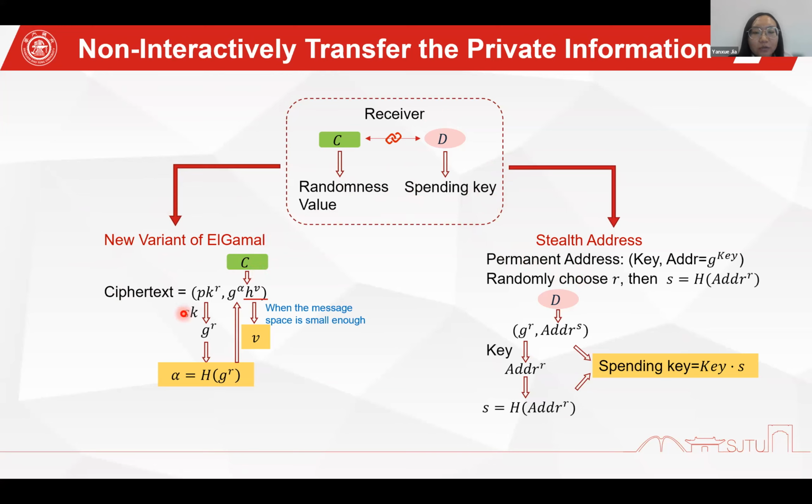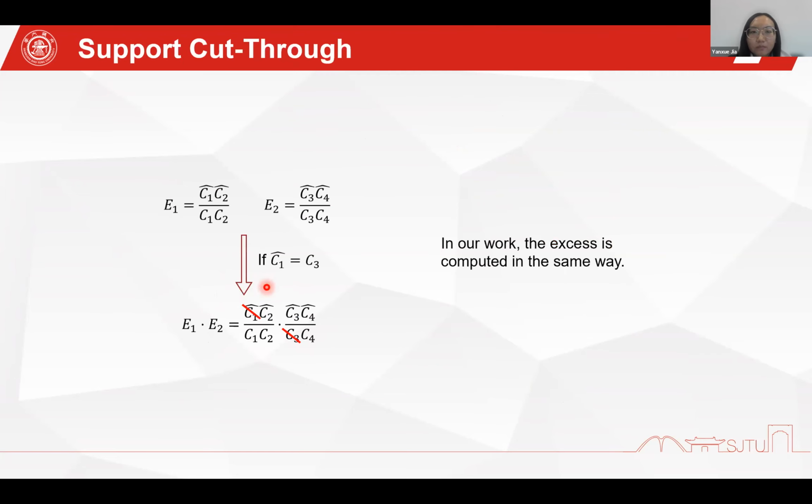The ciphertext includes two parts, and the second part is the Pedersen commitment. The receiver can use the first part and the decryption key to obtain the g^r and then obtain the randomness alpha. And given the commitment and the alpha, the receiver can obtain the h^v. And once the message space is small enough, the receiver can recover the value v from h^v.